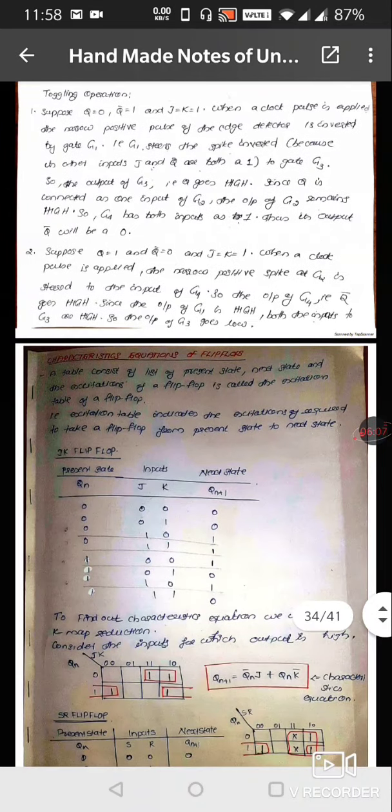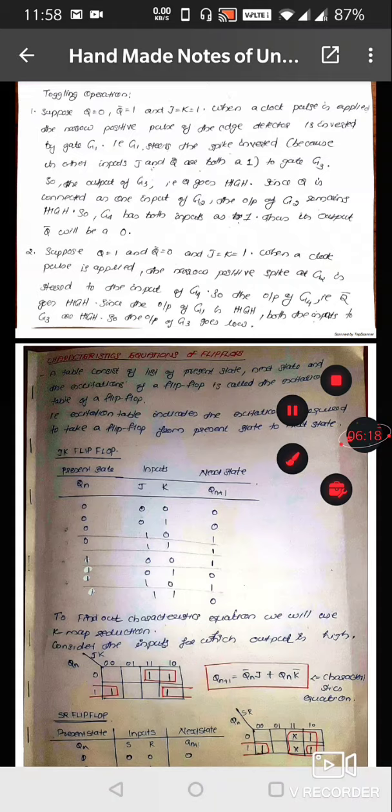After studying these flip-flops, we will move to the characteristic equations of these flip-flops in the next part.